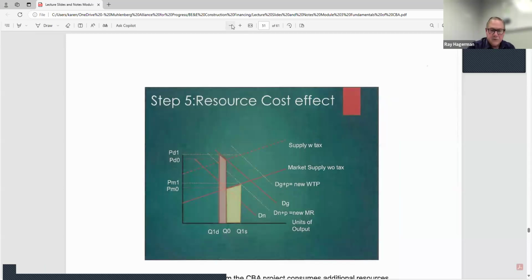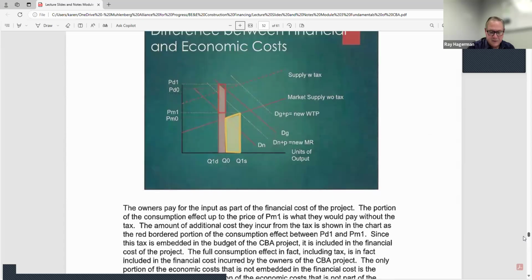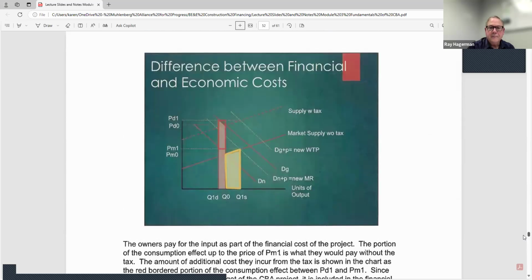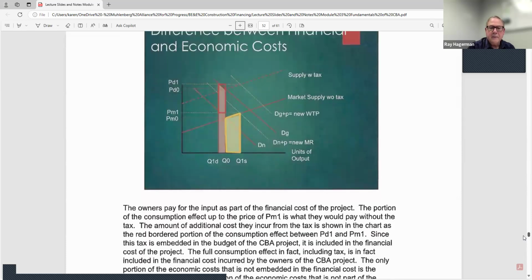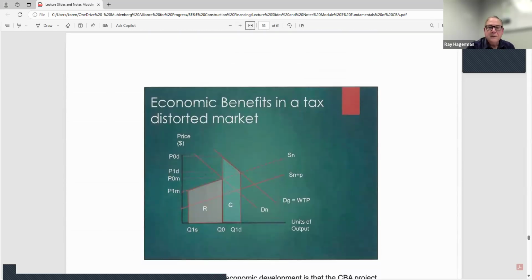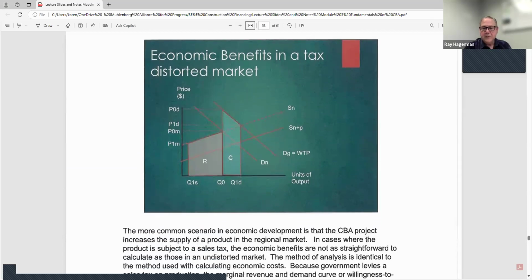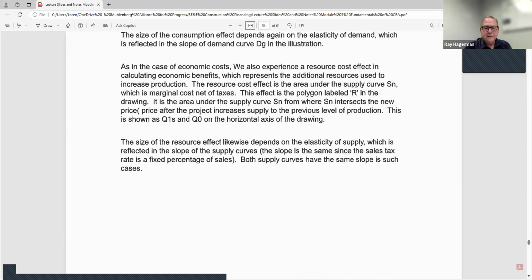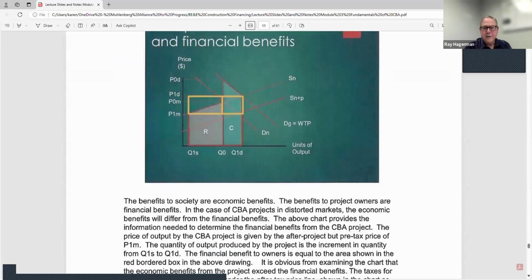All right, I'm going to skip forward at this point. Obviously, you can still look at this and see the difference between the financial and economic costs. We just talked about that. What I want you to be able to do is, in this particular case, and again, I'm skipping ahead, look at what the economic benefits in a tax distorted market are.